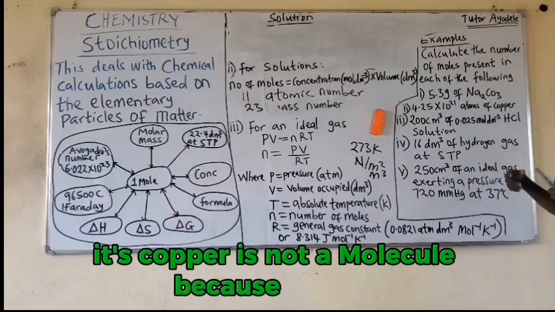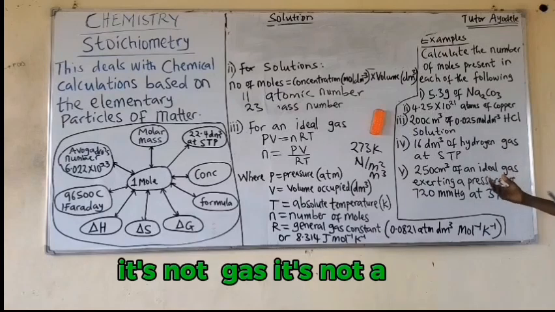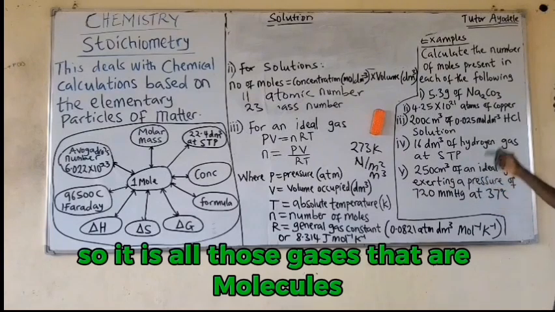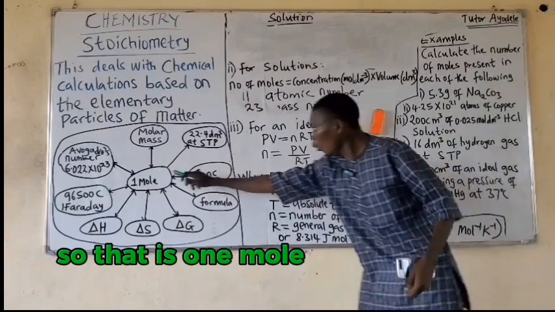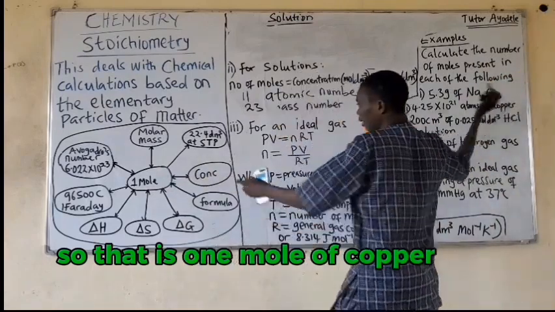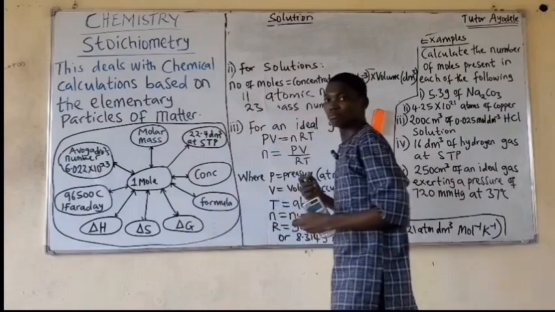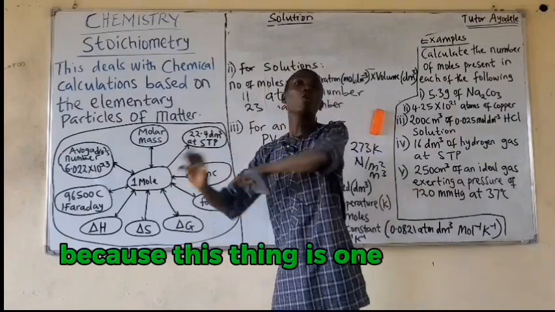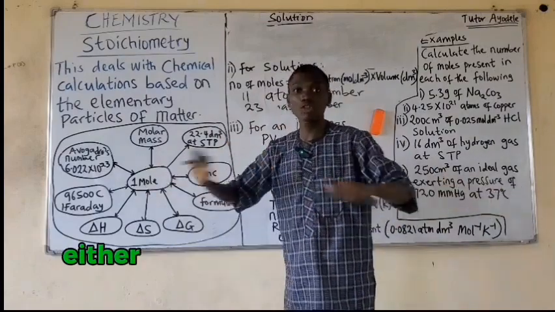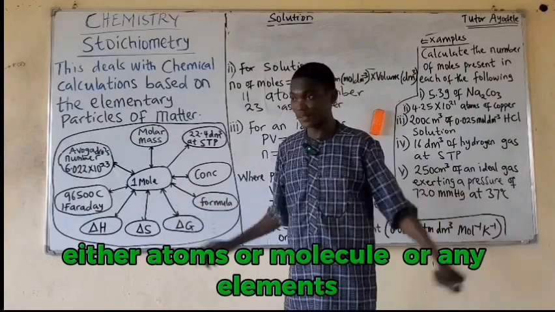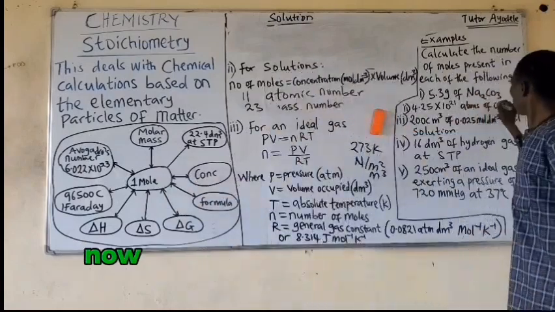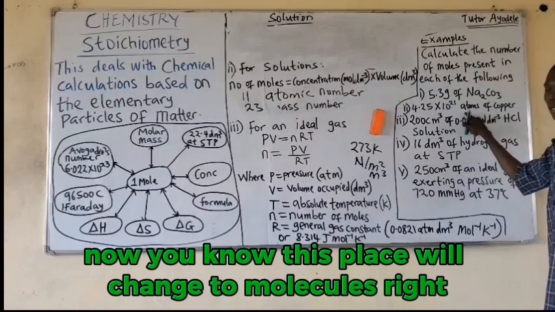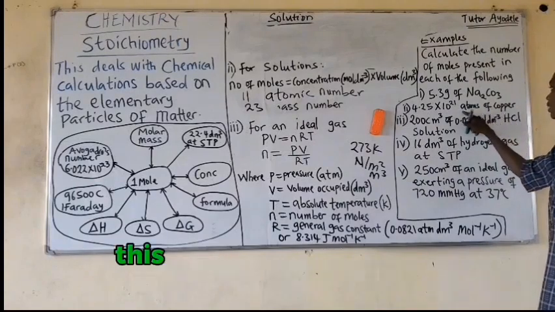Copper is not a molecule because it is not a gas. It is the gases that are molecules. So it will be atoms. So 1 mole of copper will give you this, because this is 1 mole of any substance, either atoms or molecules or any element. So if here is oxygen, this place will change to molecule, right? Yes, if here is oxygen, this place will change to molecule.